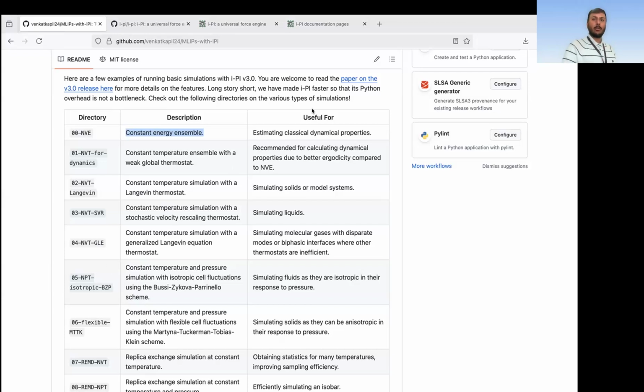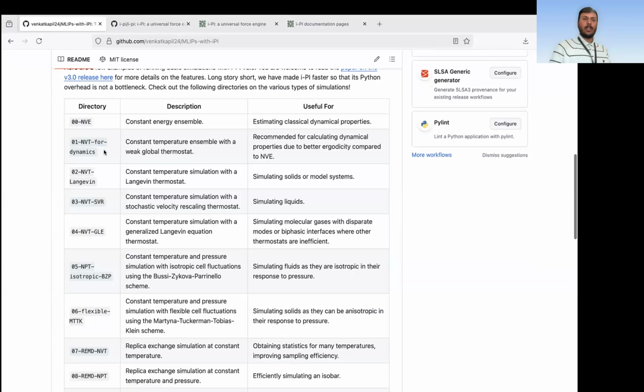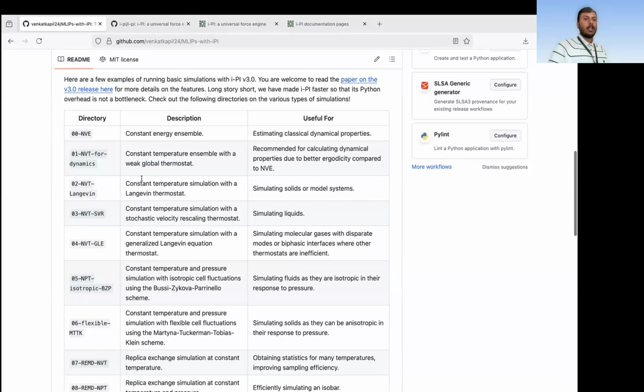So I've also included what each case could be useful for. For example, the first one is NVT for dynamics, where the kind of thermostat that you should be using should not be too aggressive and perturbing the dynamics of the system. So here I suggested using a global thermostat, and some of the exact values are also in there. If you want to do solids or model systems, a Langevin thermostat is usually a good bet. If you want to do liquids, I would not recommend using a Langevin thermostat. You should instead be using the stochastic velocity rescaling thermostat. And again, the inputs are here.